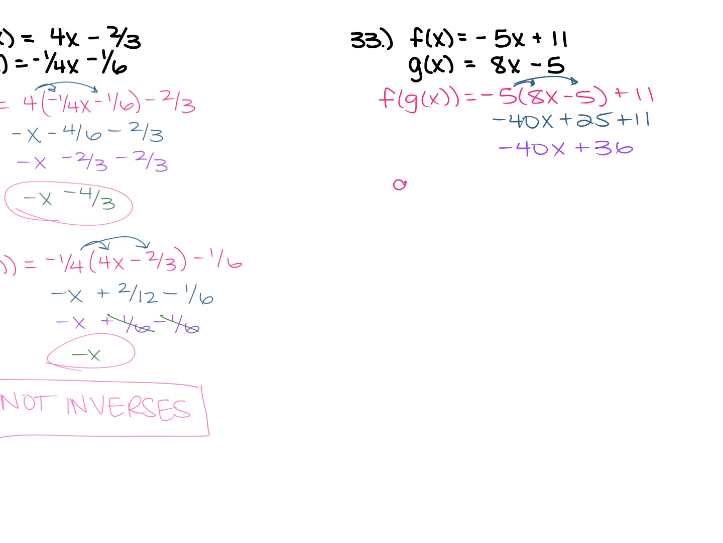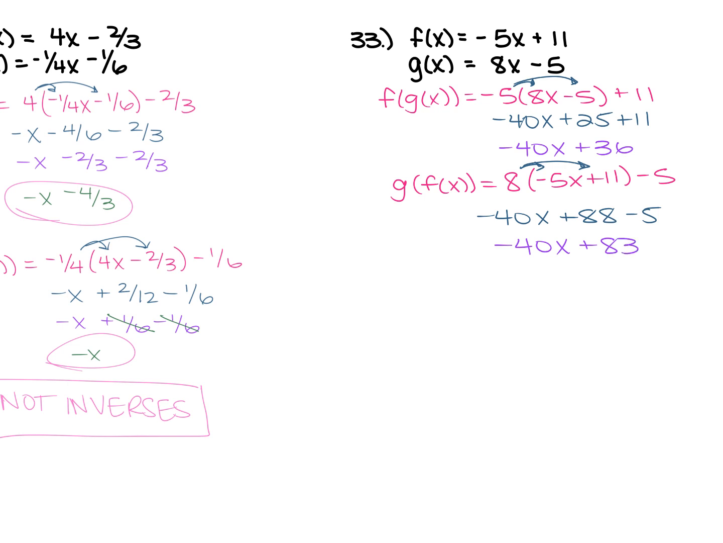Next, if I find g of f of x, we're going to take the 8x minus 5, plug in the negative 5x plus 11 for that x. So it's 8 times negative 5x plus 11 minus 5. 8 distributes in. That gives us negative 40x plus 88 minus 5, which simplifies to be negative 40x plus 83. Again, these two are not equal to one another, so they are not inverses.